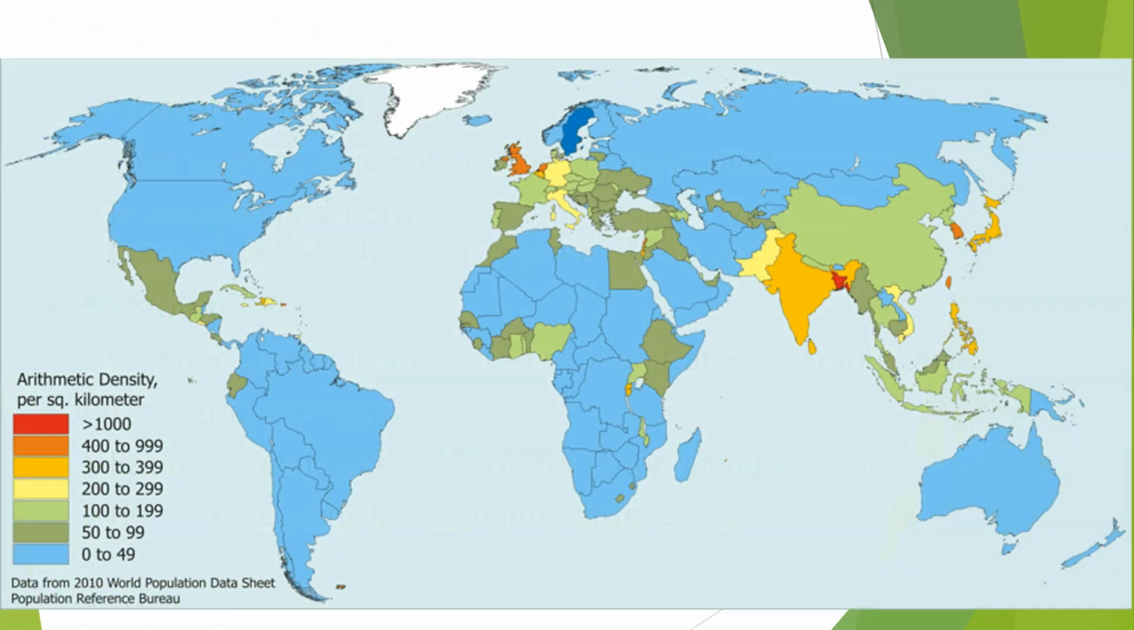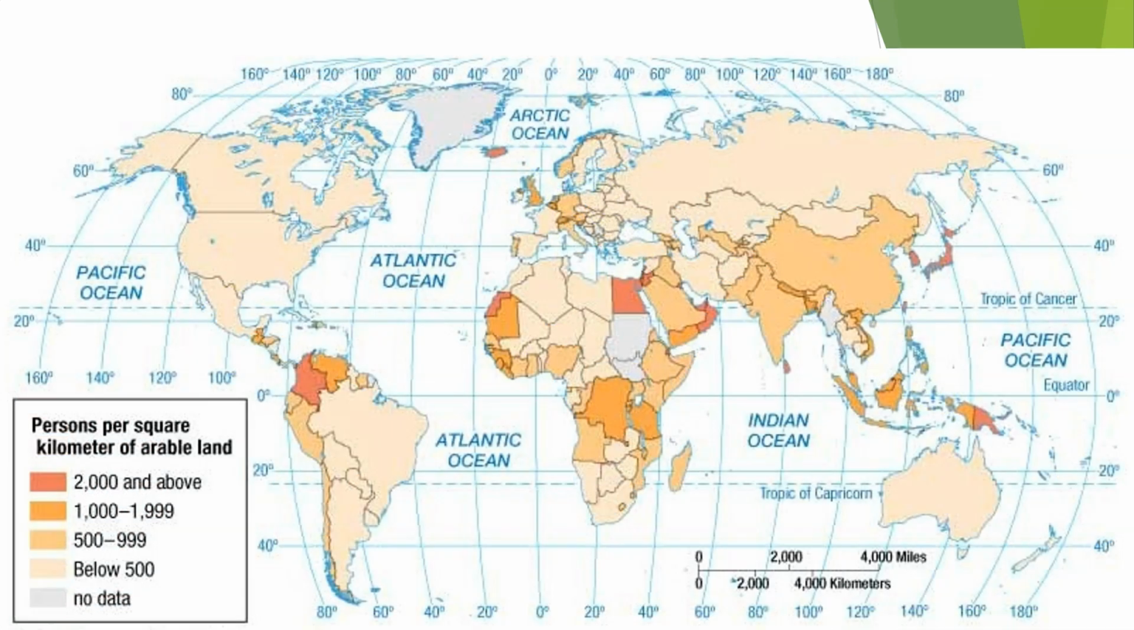So here's arithmetic density. And again, you can see those parts of the world where the population is much more dense, over there in Bangladesh, certainly in China, a couple places in South Asia. Physiological density, similar patterns, sub-Saharan Africa, East Asia, South Asia, certainly Southeast Asia as well.